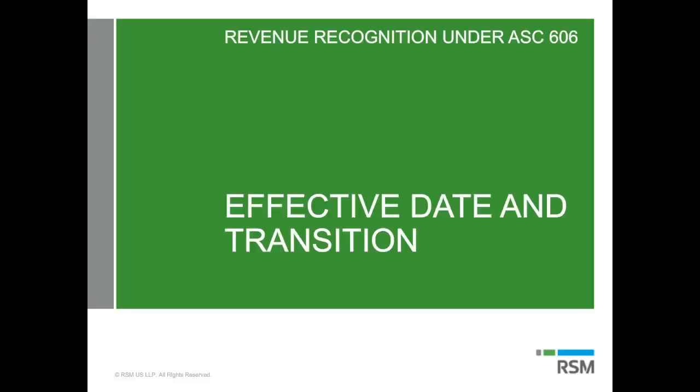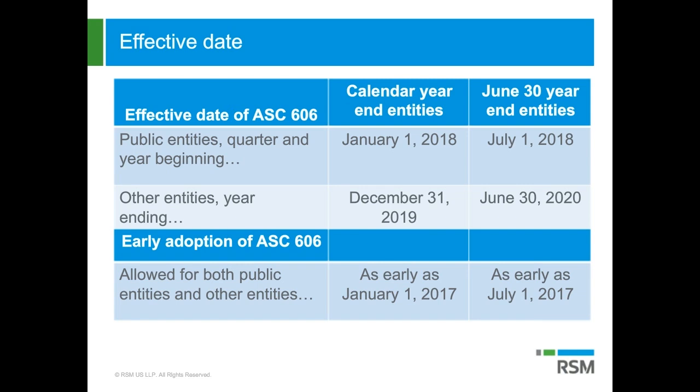Now, as far as effective date and transition, touched on this a little bit at the very beginning. The mandatory effective date's been pushed back a year. You can early adopt, though, as of the original effective date. So I think that most people are aware that it was originally effective as of 1/1/17 for publics, and they got pushed back a year. Non-publics are a year later than that even. But all entities, public and non-public, can early adopt as of the date of the initial effective date of 6/06 down at the bottom for calendar year entities, 1/1/17.